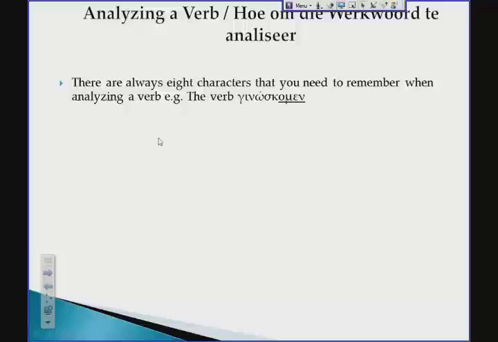Ginoskomen. It is from the word ginosko. What does this verb mean? Ginosko.